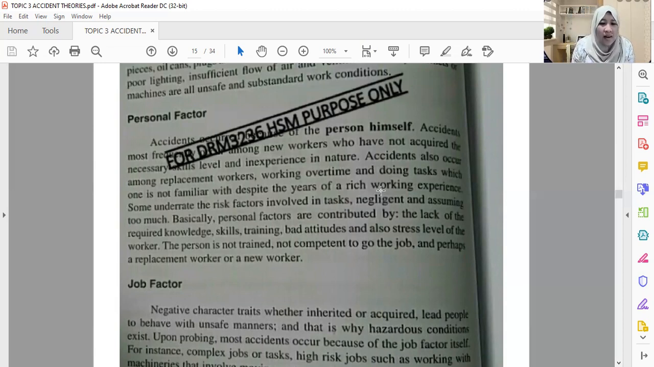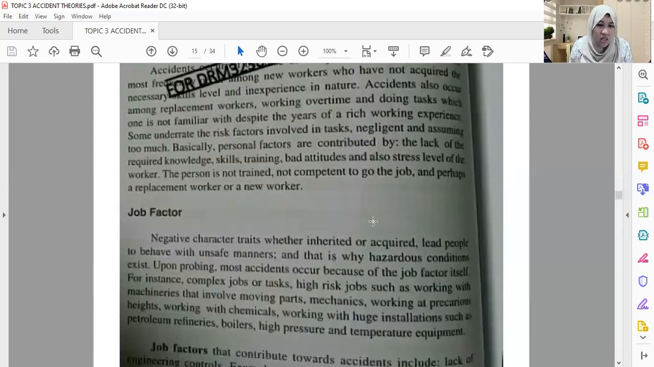Skills training, bad attitudes, and also stress level of the workers. The person is not trained, not competent to do the job, and perhaps is a replacement worker or a new worker. So this is potentially how the personal factor can contribute to the accident itself.